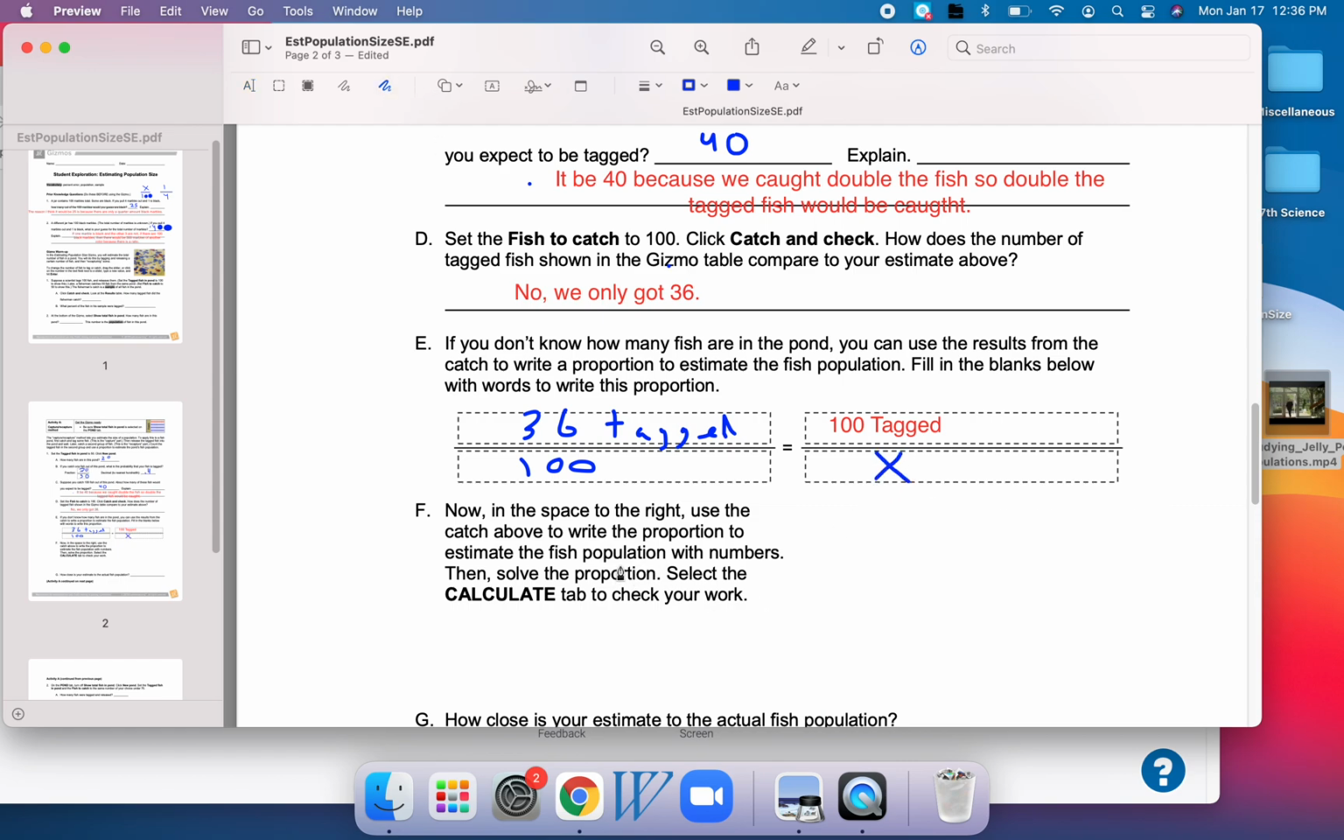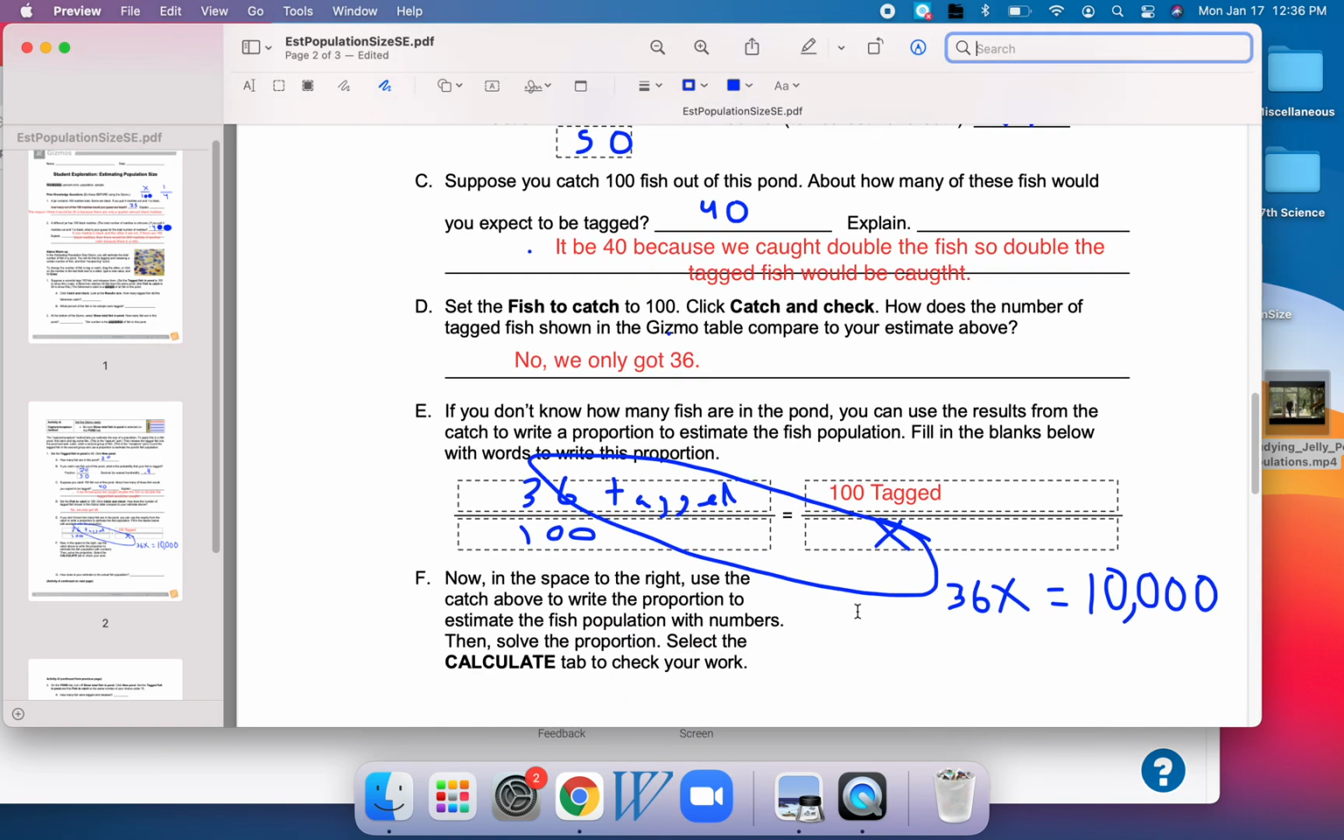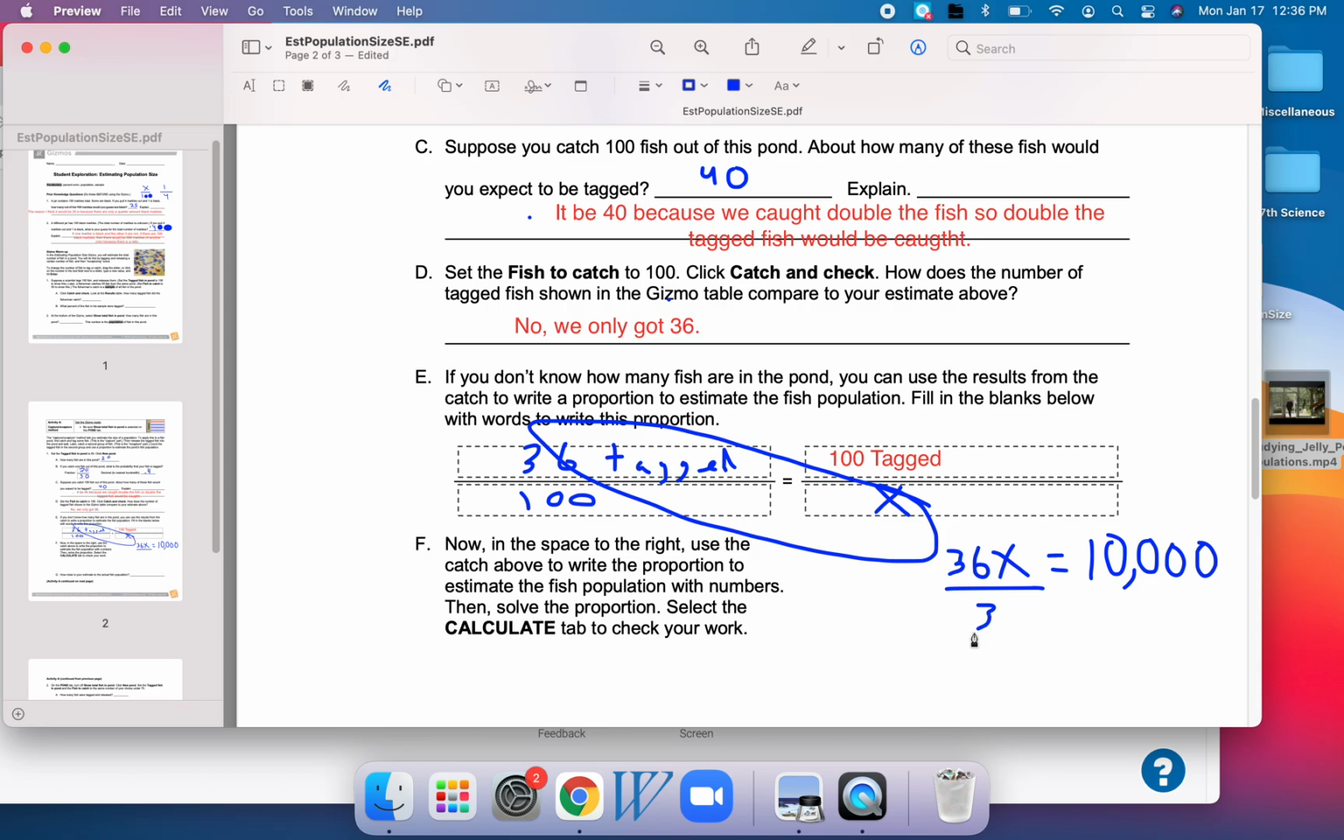So calculate the space, use the catch and release proportion. All we do is cross multiply. 36 times x is 36x. Sorry, I'm not the best at drawing on this. It equals 100 times 100, which would be $10,000. And we divide both sides by, sorry, let me get to the worksheet. Lost my spot. Gotta get x by itself, divide by 36.